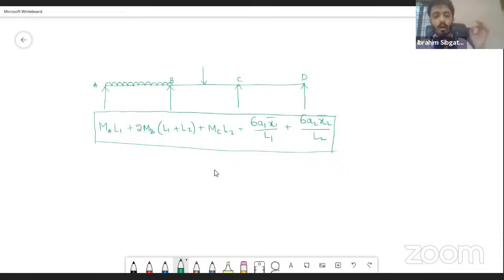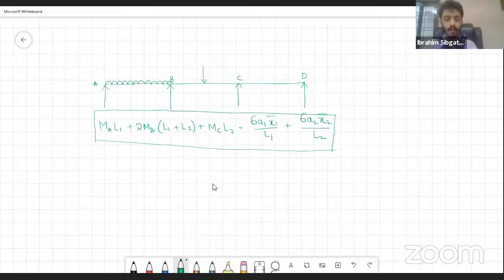Okay, there is just one simple trick that we have to use, which is we have to divide this into two parts. In the first part, we will take ABC. In the second part, we will take BCD. Calculating the support moments of supports ABC, then we will calculate the support moments of supports B, C, and D. And what will be the difference? The difference will be in the formula.